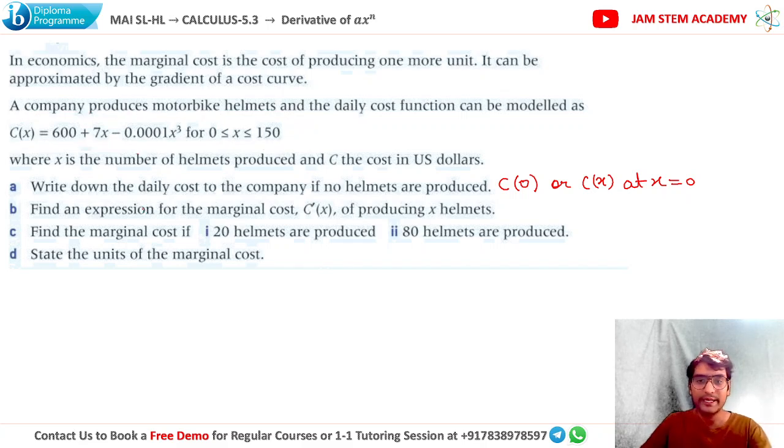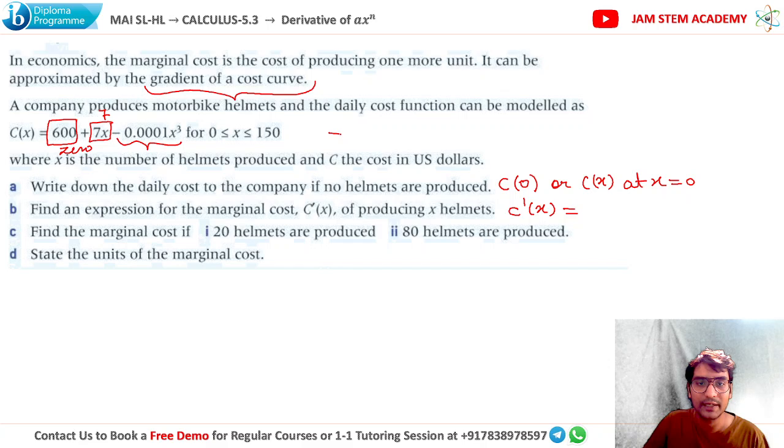Okay, now the second part. Find an expression for the marginal cost. What is marginal cost? C prime x. You know it is calculated by taking the gradient of the cost function. So now for that we are looking for the derivative of this. So simply take the derivative. C prime x, term by term take the derivatives. For this the derivative is 0. For this the derivative is 7 only. For this the derivative comes out as negative as it is.